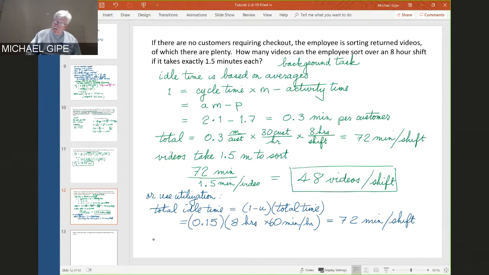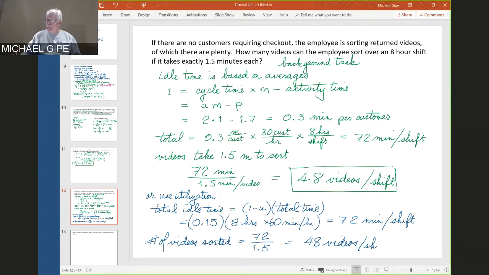And number of videos sorted is again 72 minutes divided by 1.5 minutes per video. That's going to be 48 videos sorted per shift. Same answer, no surprise, right?